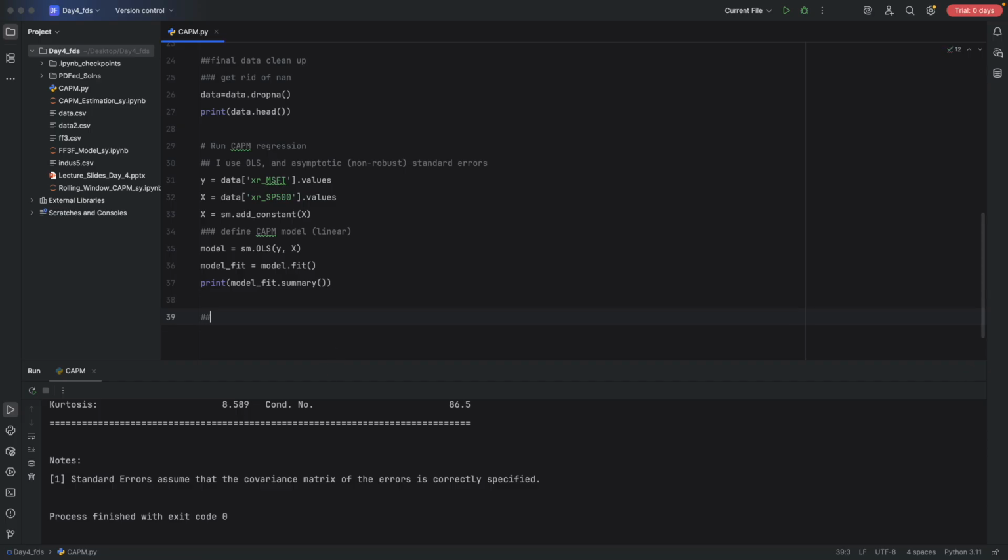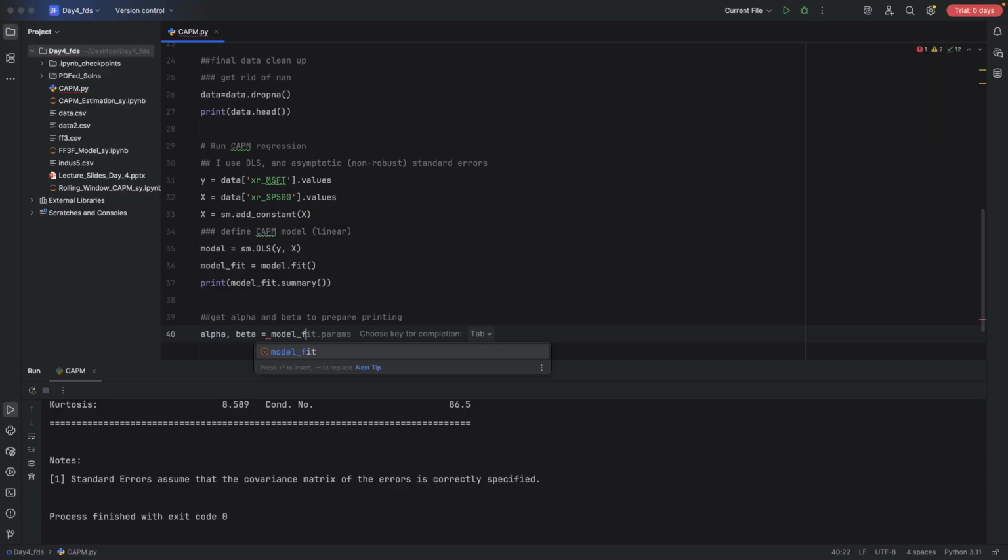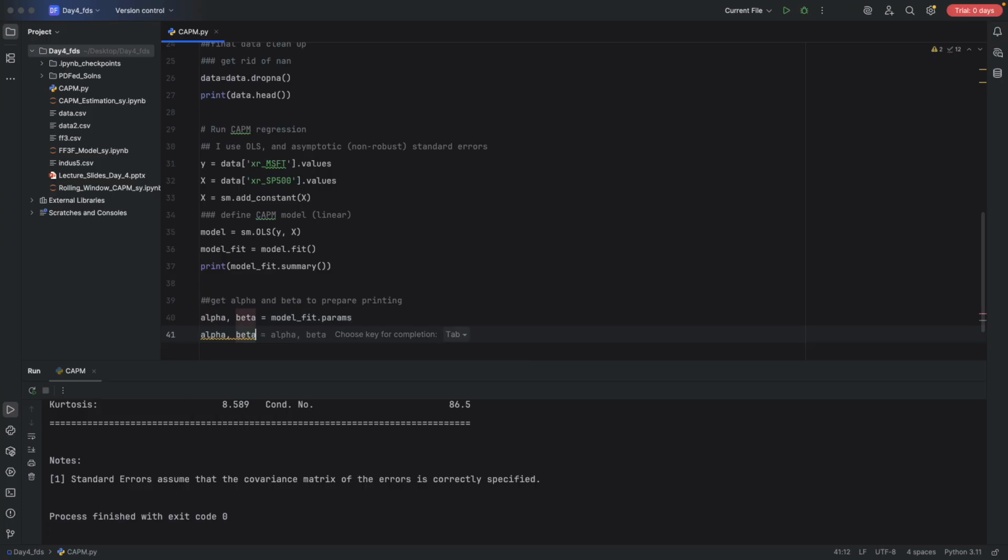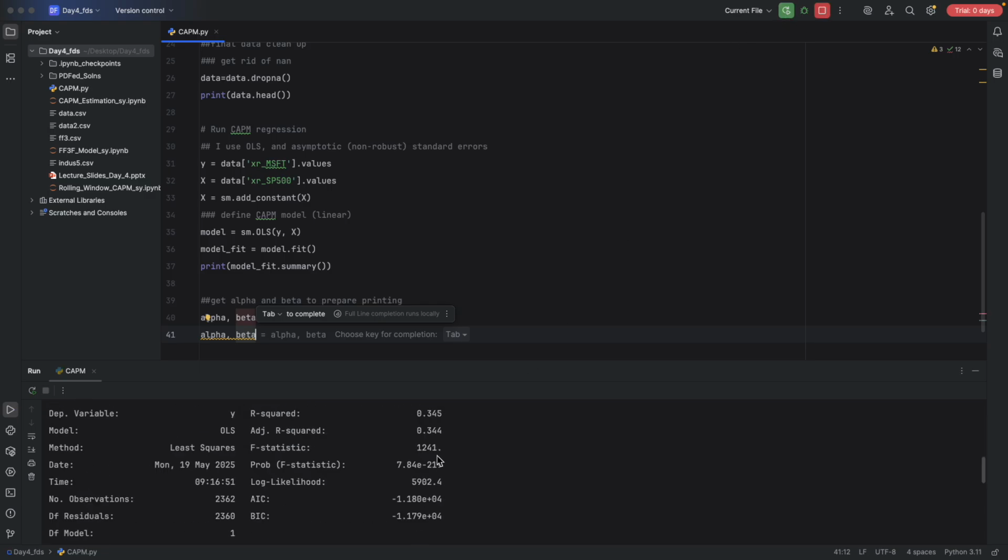Then let's get the alpha and the beta to prepare printing. We want to print the relationship. So I get the alpha and the beta out. I use my CAPM language here, alpha, beta. The IDE makes great suggestions. I haven't used it in a long time, so it's really supportive here. But I double check. I have model fit dot params, so I want to double check. It gives me the proper alpha and beta.